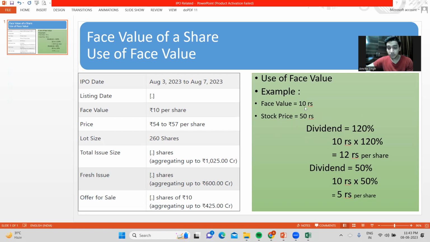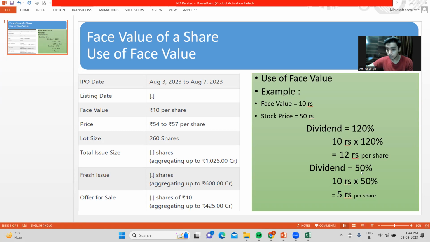So 10 rupees is the face value. On the basis of this, the company is going to calculate its dividend and give that dividend. Suppose the company is giving a dividend of 120%. So 10 rupees of 120% is going to be 12 rupees per share. So 12 rupees per share is what the company is going to give as dividend to its traders, to its investors, on the basis of the 10 rupees face value.